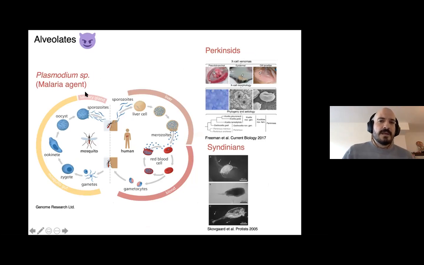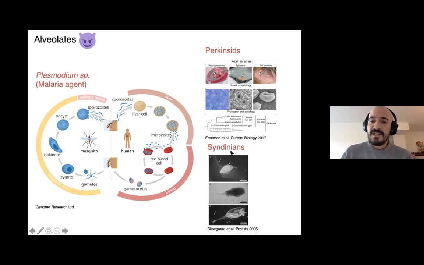Within the alveolates, I'm showing you here three examples. Two of them are marine and one is not, but this one is very well known. It's an apicomplexan, Plasmodium. There are different species, and most of you probably know about malaria, so I'm not going to go deeper into that. We have also the Perkinsids, the egg cells. They infect shellfish, and they are very important for economic reasons, especially for countries where shellfish is exported in farms.